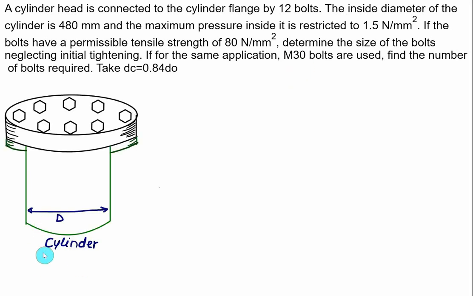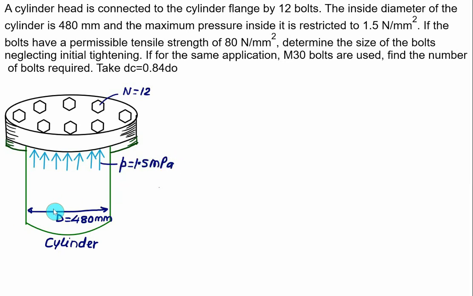So this figure represents a cylinder and the diameter of the cylinder is given as 480 mm. So we have the value of D equal to 480 mm. And likewise we have 12 bolts used. So we have N equal to 12 bolts. The maximum pressure inside the cylinder is restricted to 1.5. So we have a uniform pressure distribution here and the pressure P is given as 1.5 megapascal.